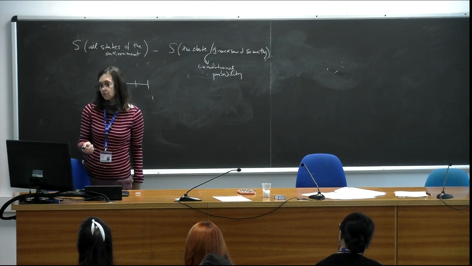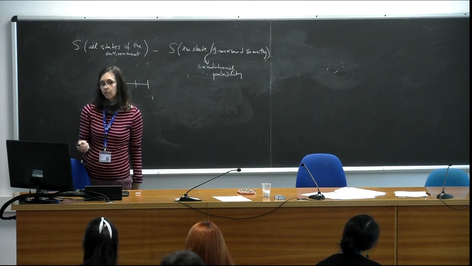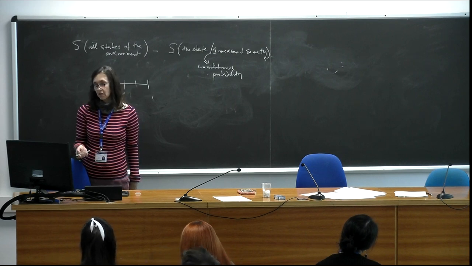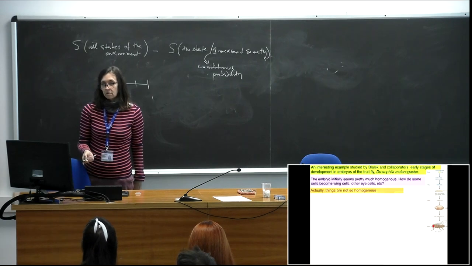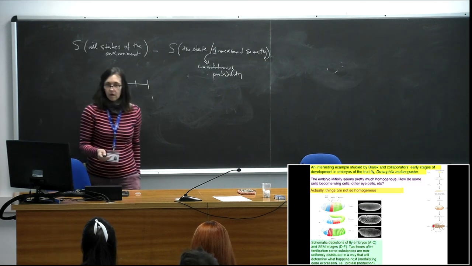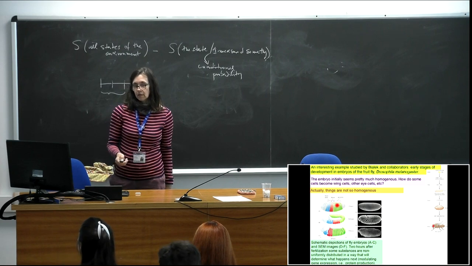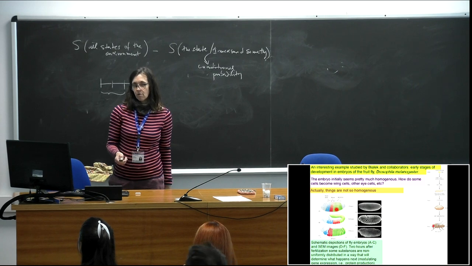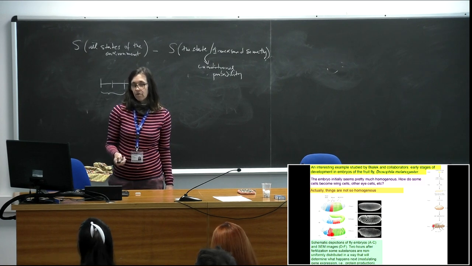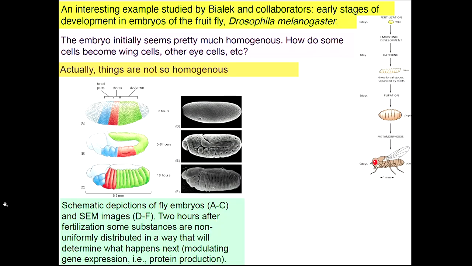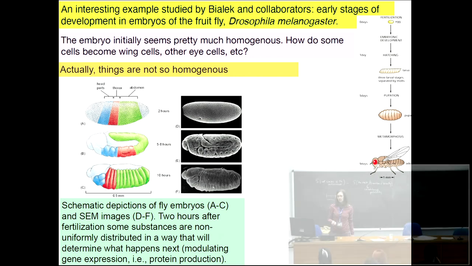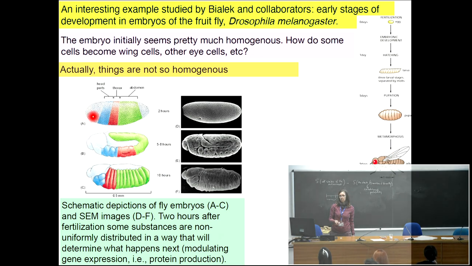It starts with a fertilized egg, and then it goes to an embryo. And from something that doesn't seem very differentiated, you get a full organism, which is the fly. So, well, things are not so homogeneous. These drawings are schematic depictions, where the different colors show you some substances that are involved in the expression of genes that are not distributed evenly in the embryo. And they will be involved in telling the fate of the cells in those regions, and what part of the fly they will become. This is called positional information. How does the embryo know that this part will become the head and not the one with the red thingy there?